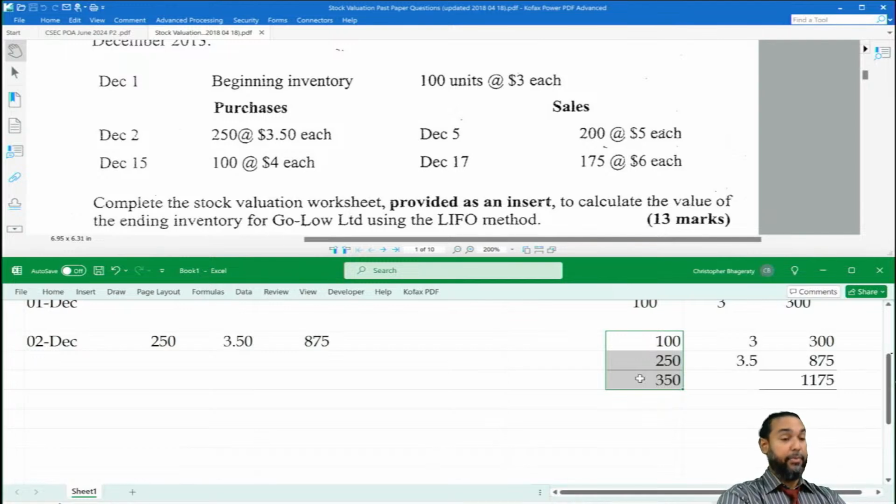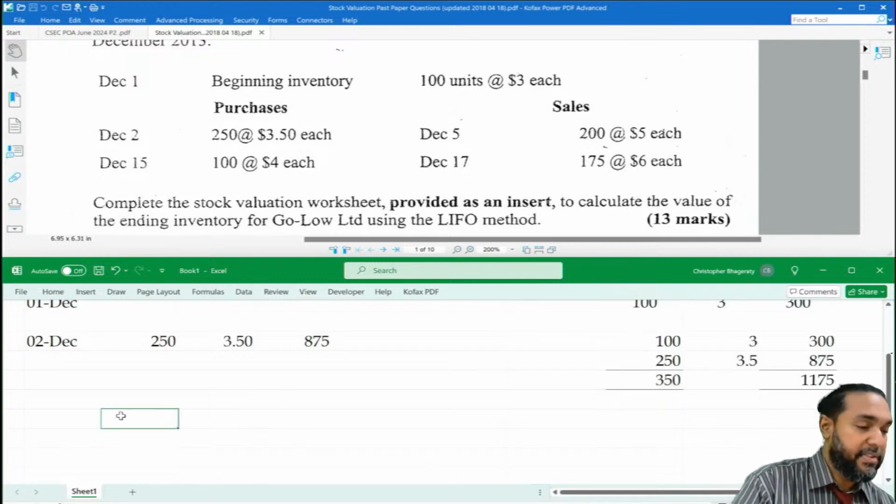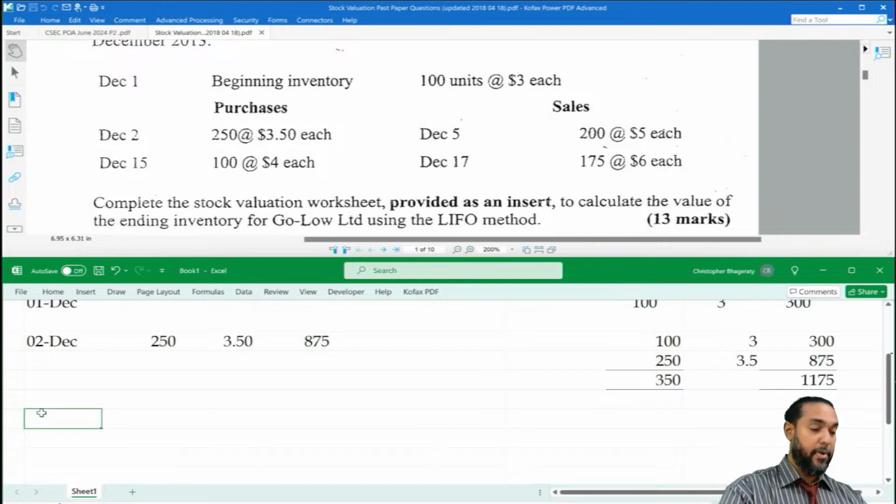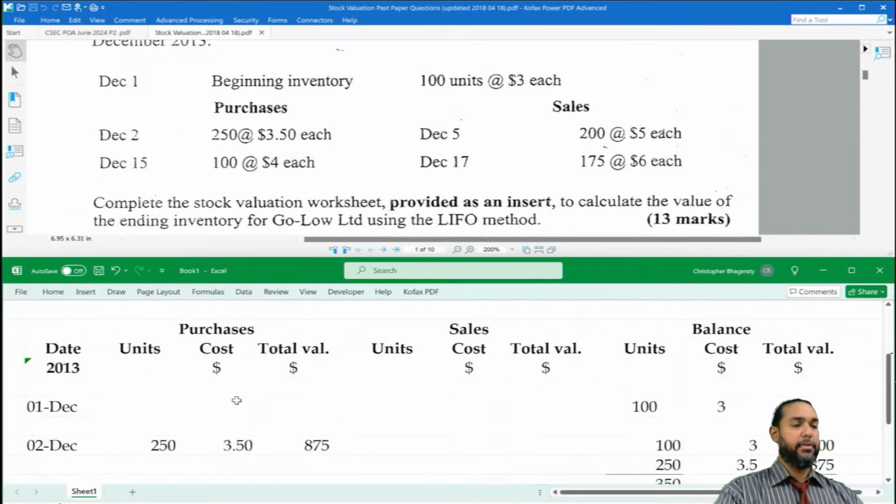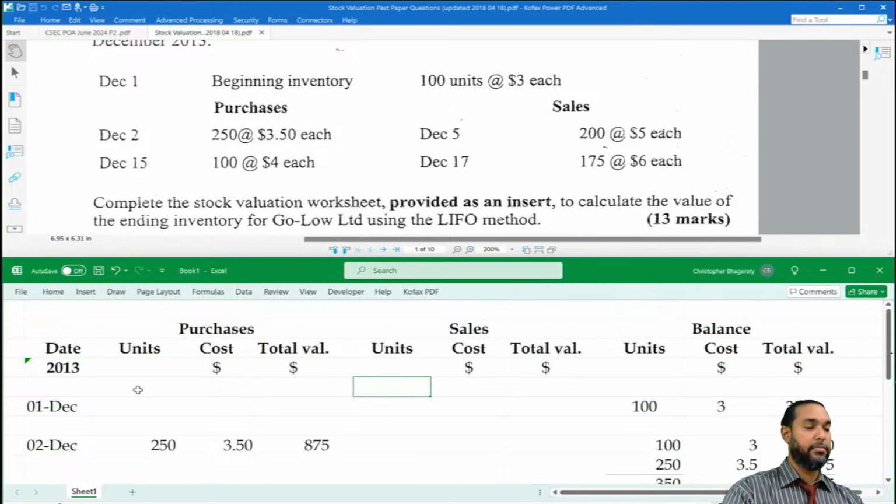Sorry, my brain totally went blank there. You okay so far there? All right. On the 5th now, we have a sale. So that will go on the, okay, actually, yeah, I knew what I wanted to do, sorry.